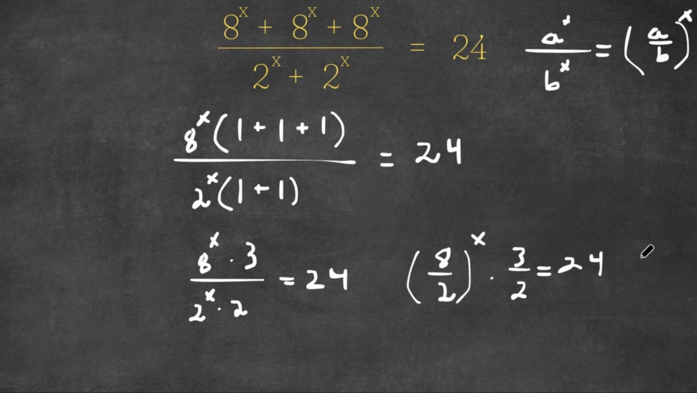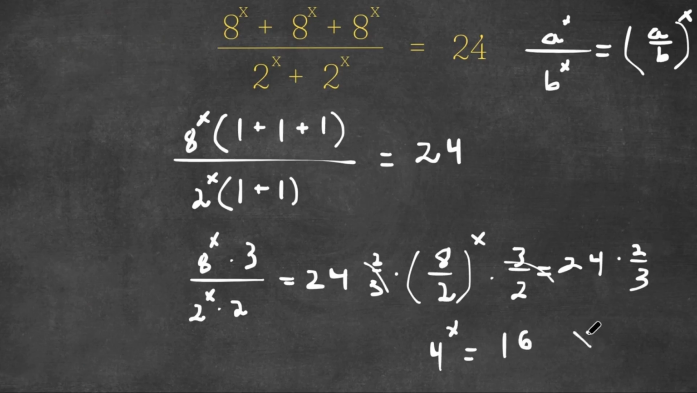Now, to get rid of this 3 over 2, we have to multiply both sides by 2 over 3. So then these two cancel out, and we are left with a over 2 is 4. So 4 to the power of x is equal to 24 times 2 over 3. 24 times 2 is 48. 48 divided by 3 is 16. So we have 4 to the power of x is equal to 16, meaning x is equal to 2. So this is our answer.